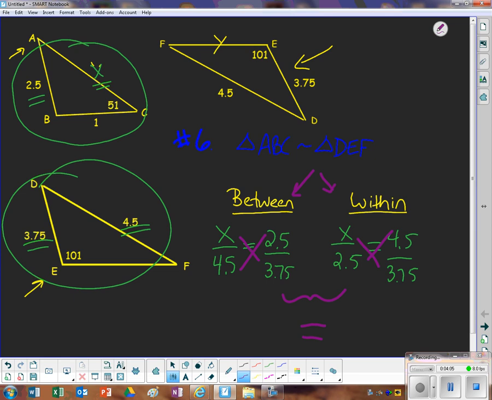That's it. So example number 5 was just having you set it up both ways to prove to you that the answer will come out the same.